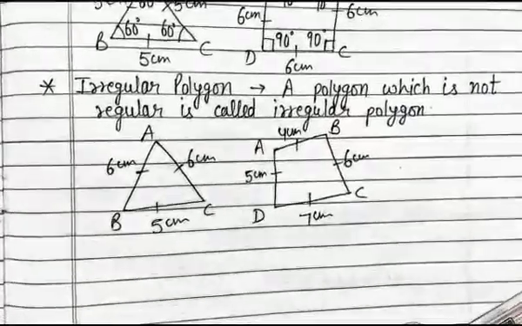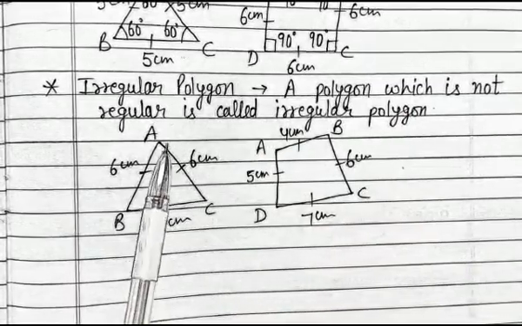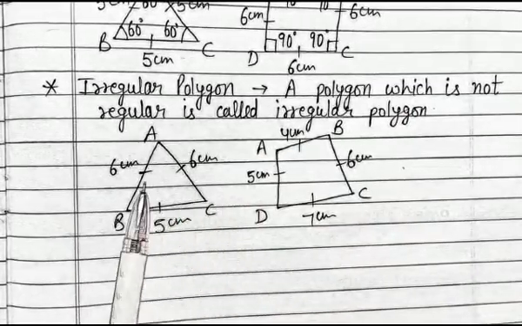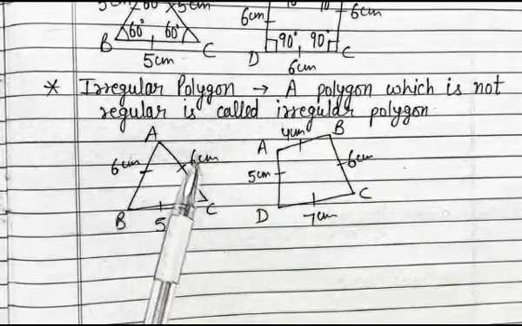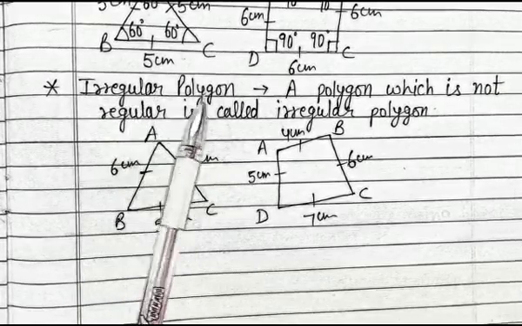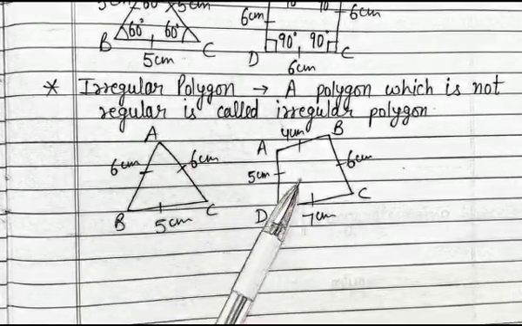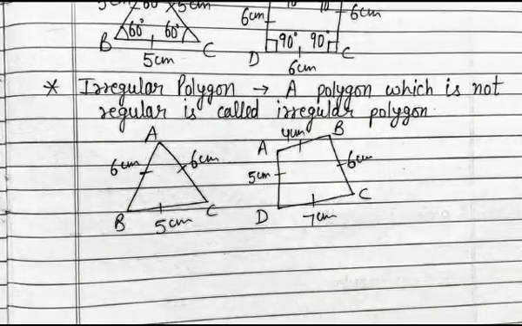Irregular polygon. A polygon which is not regular is called irregular polygon. Look at this polygon. This is not regular because all the sides are not equal. Only 2 sides are equal. So this is not a regular polygon. So this will be an irregular polygon. Polygon which is not regular is known as irregular polygon.